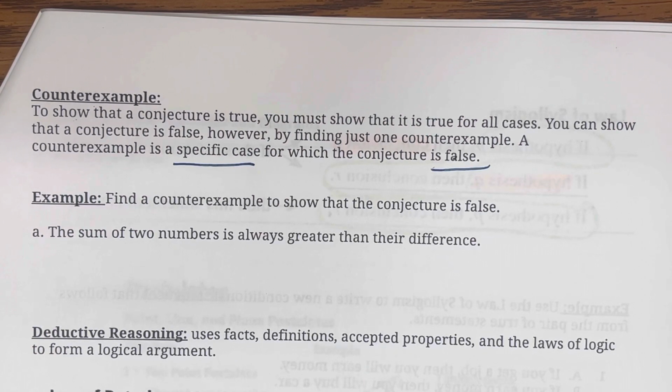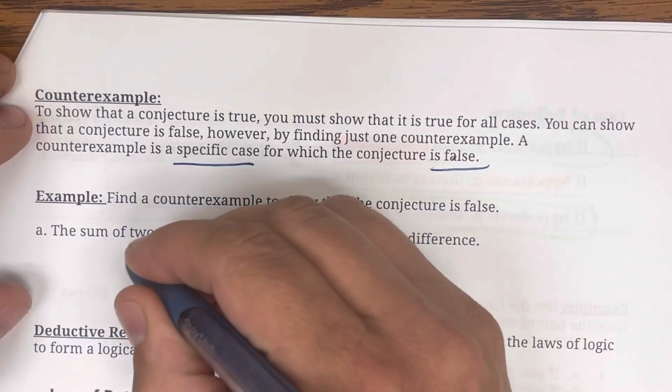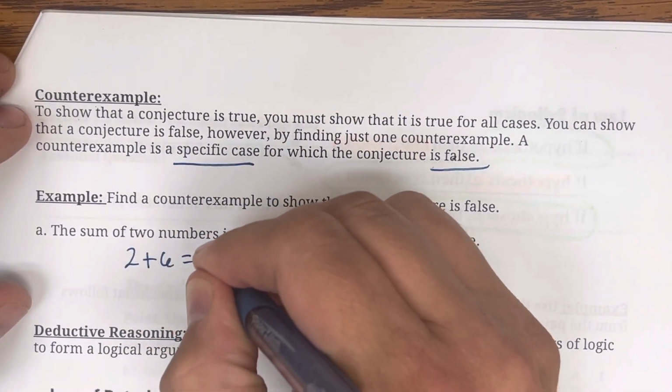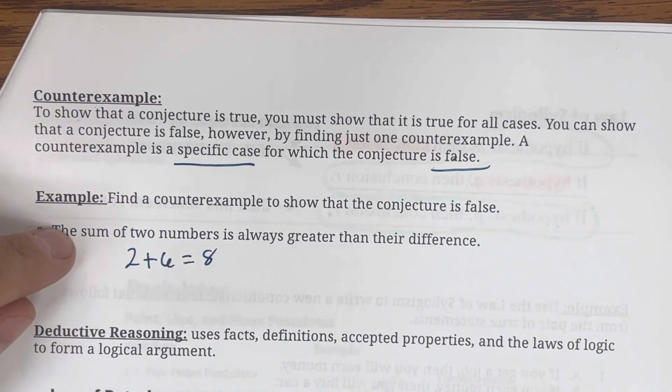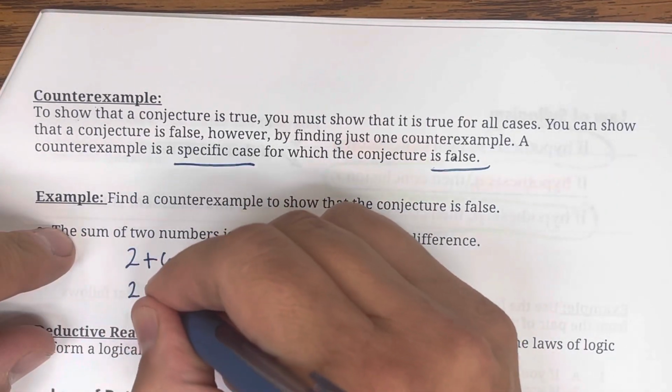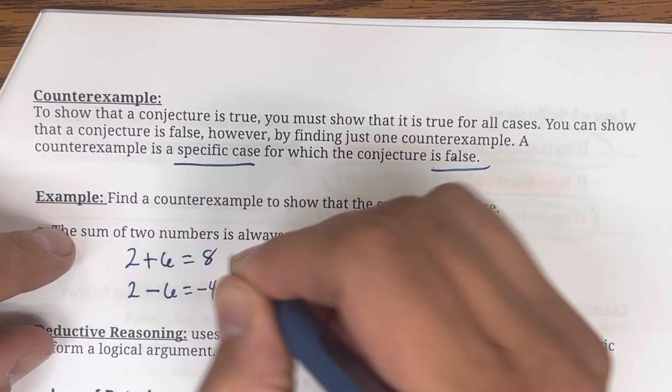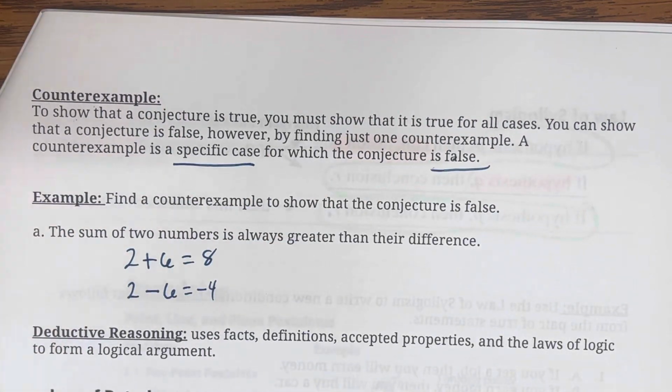So here we have a conjecture that says the sum of two numbers is always greater than the difference. So sum of two numbers, I'm adding two numbers. That'd be something like 2 plus 6 is 8. And it says that it's greater than the difference, so that'd be 2 minus 6, that's negative 4. I would say 8 is greater than negative 4, that proved it true.